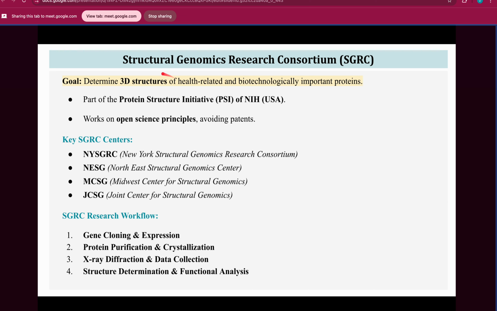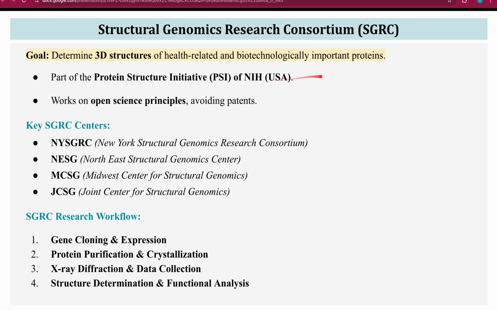Now there is a consortium, the Structural Genomics Research Consortium, which has the goal to determine the 3D structures of health-related and biotechnologically important proteins.